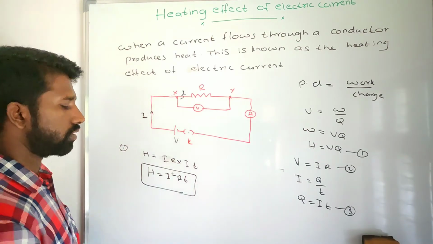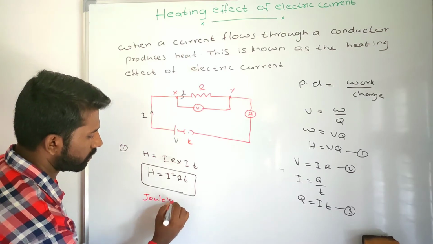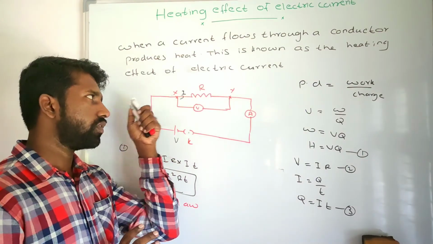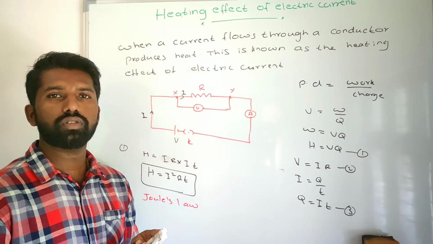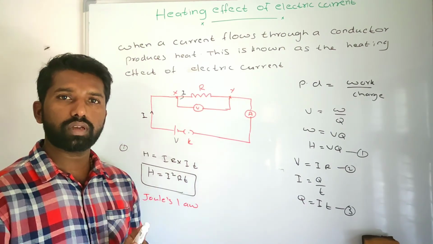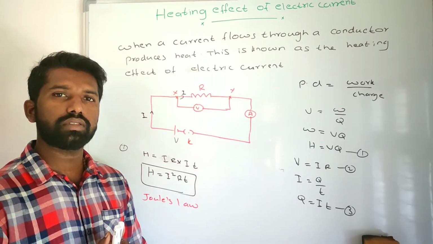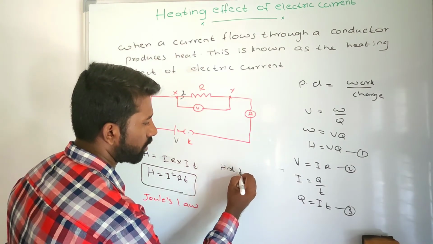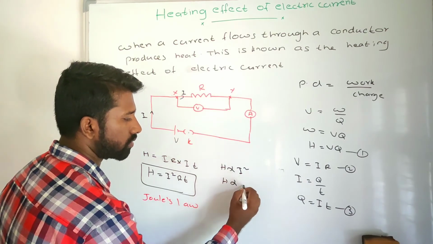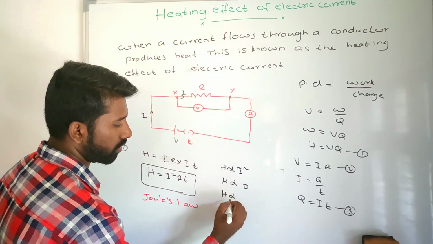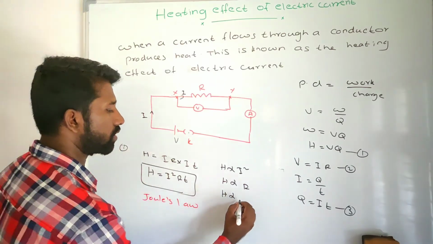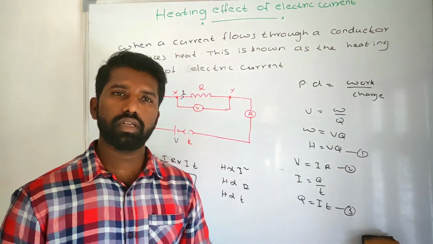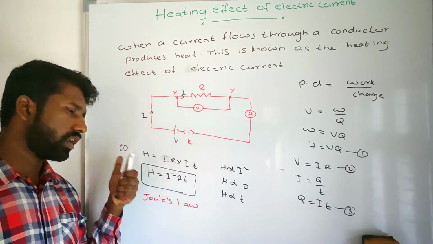So this is Joule's law of heating. Joule's law states that the current flowing through a conductor produces heat. The heat is directly proportional to the square of the current, the heat is directly proportional to the resistance, and the heat is directly proportional to the time for which the current flows. So this much amount of heat is generated from a resistor, that is I squared RT.